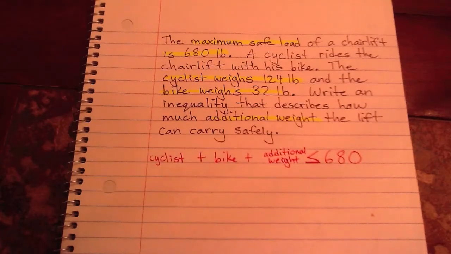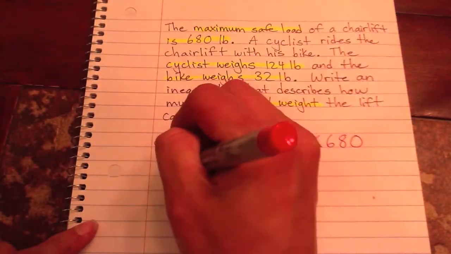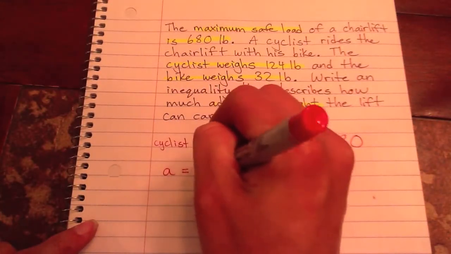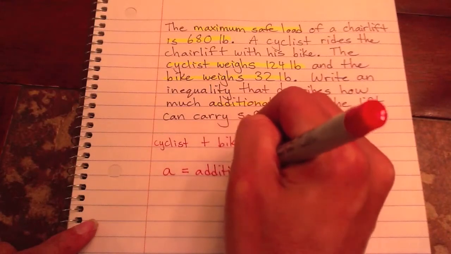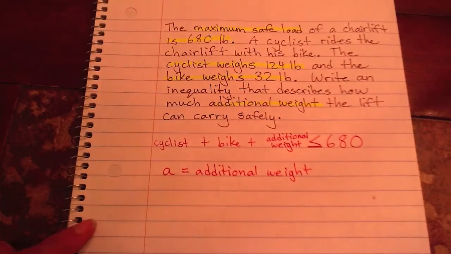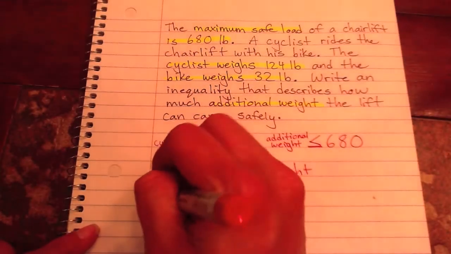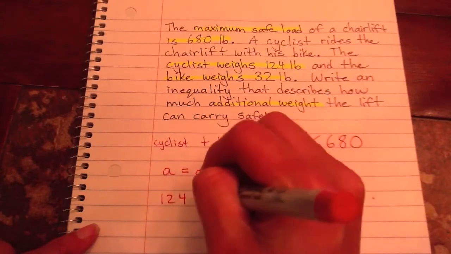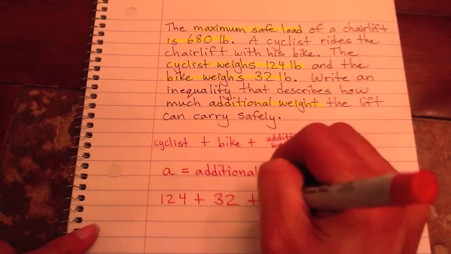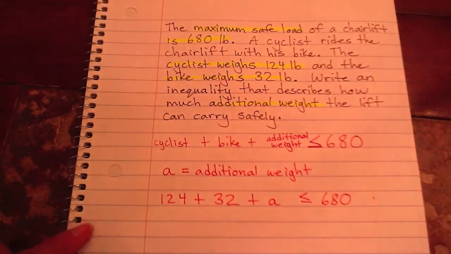So now you need to figure out which one your variable is. You can call it A for additional weight. And you just go fill everything in. So I have cyclist, which is 124 pounds, plus the bicycle, which is 32, plus any additional weight has to be less than or equal to 680 pounds.